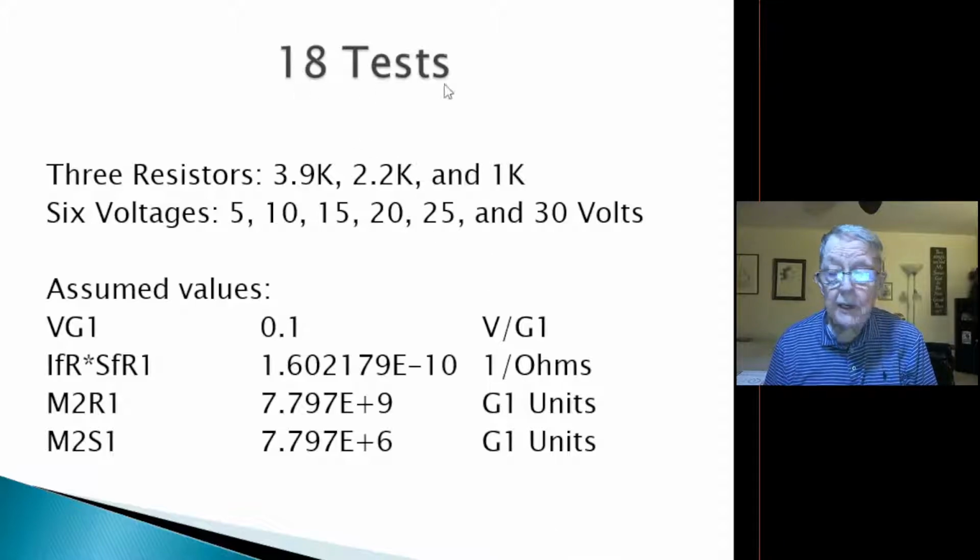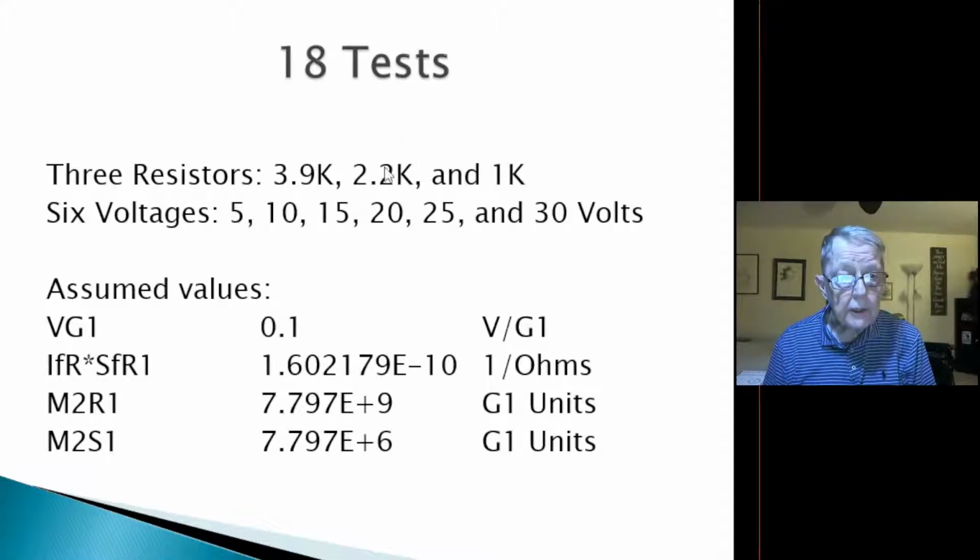So I did 18 tests. I picked 3 different resistors for R1, and I picked 6 different voltages. That's 3 different resistors, 6 different voltages, making 18 tests. I have to assume certain values because I don't know what it is. This is a typical value for volts per G1.